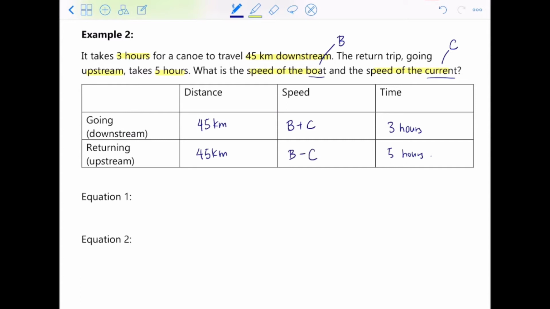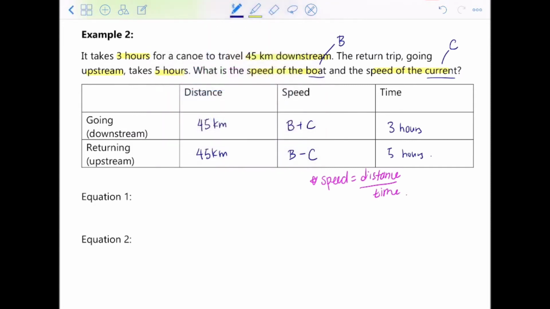Whenever you get questions like this, where there is a speed of boat and speed of current, or two different types of speed combined together, this is how you set it up. Let's take a look at setting up the equations. What we first need to know is our physics formula: speed equals distance over time. It'll come back quite often. So now that we know speed equals distance over time, we're going to set it up.